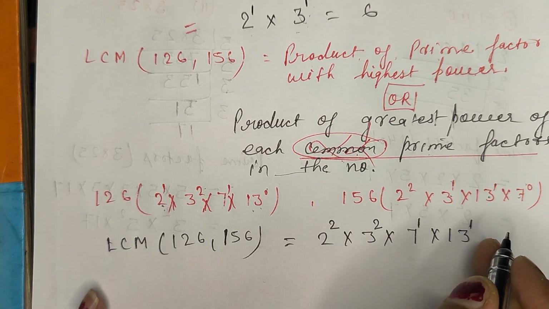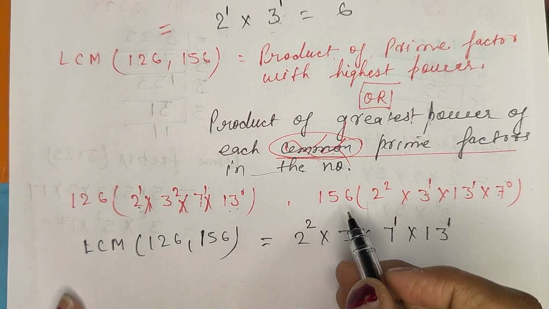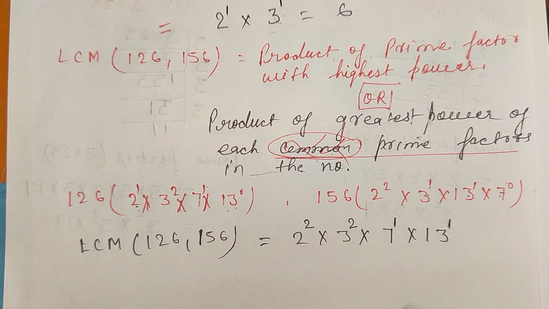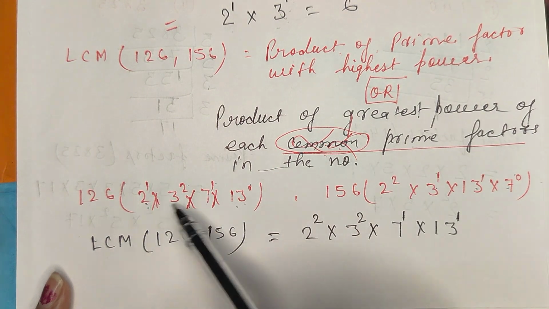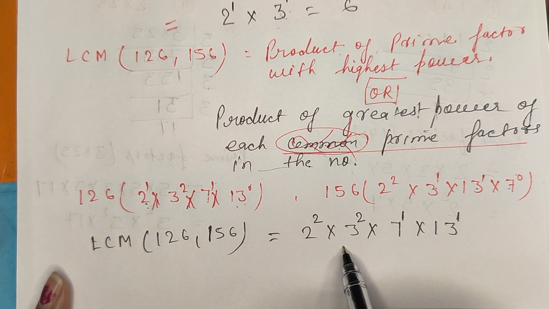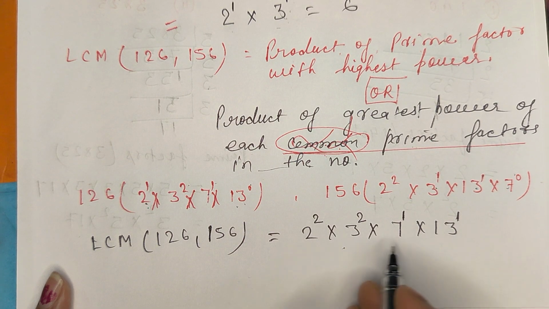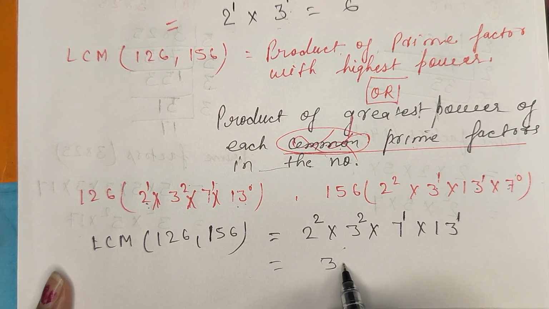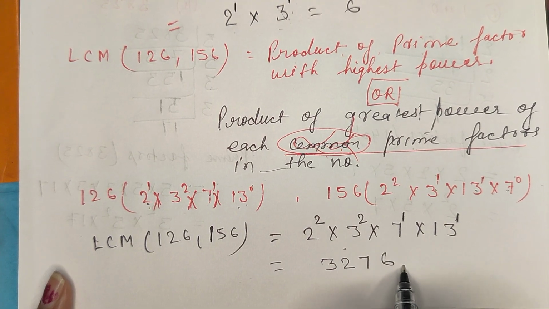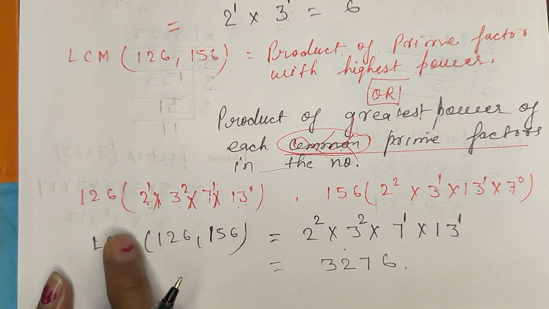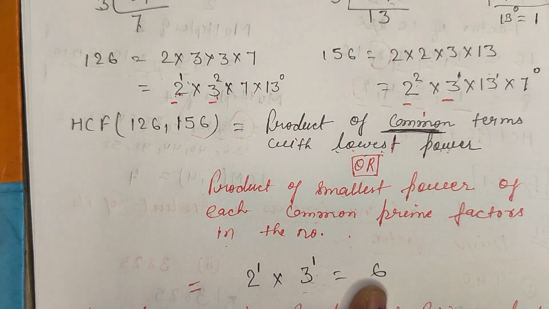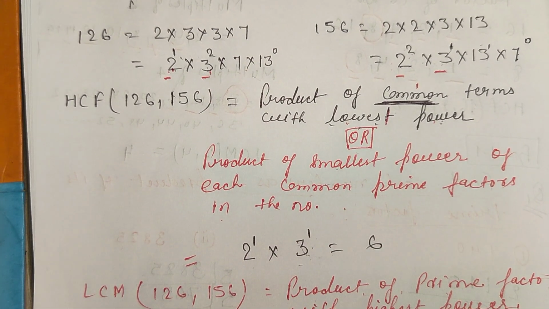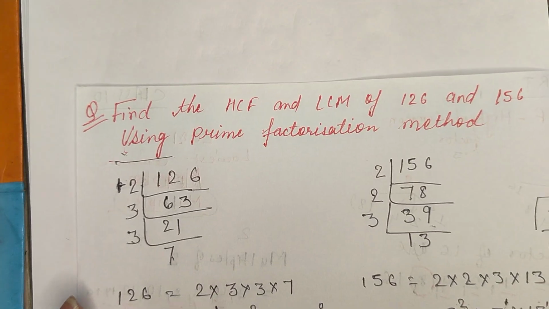I took the greatest power of each factor and then multiplied all these numbers, and we get 3276. So we can say that the LCM of these numbers is 3276 and the HCF of these numbers is 6. You can solve this type of question like that.